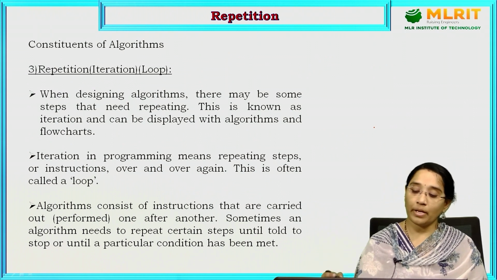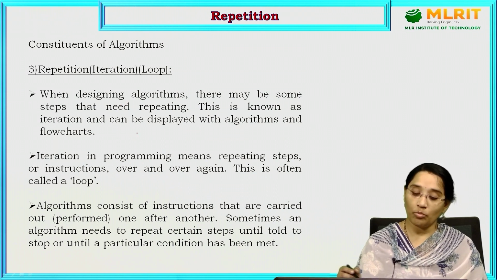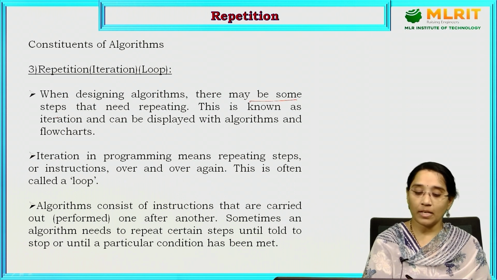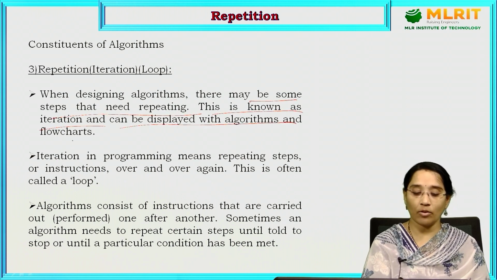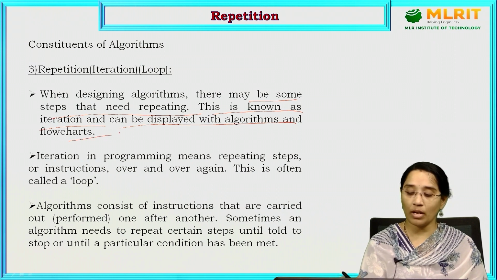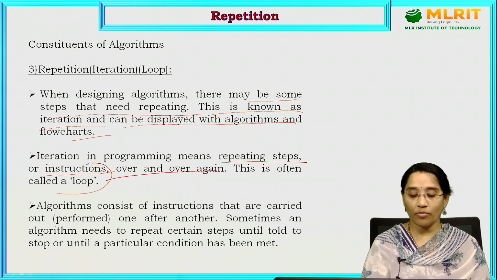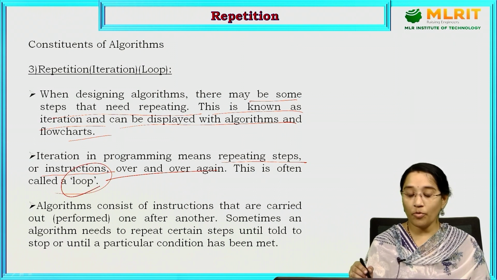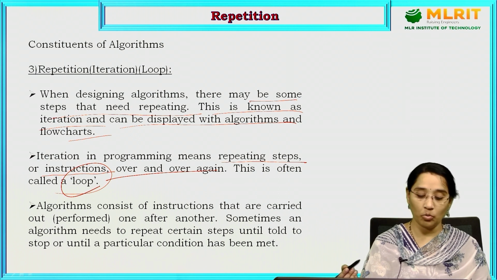See what is repetition? When you want to repeat some set of statements over and over again, we need a loop. There may be some steps that need repeating. This is known as iteration and can be displayed with algorithms and flowcharts. Iteration in programming means repeating steps or instructions over and over. This is often called a loop. So what is a loop? When you want to repeat some set of statements repeatedly, we need a loop.